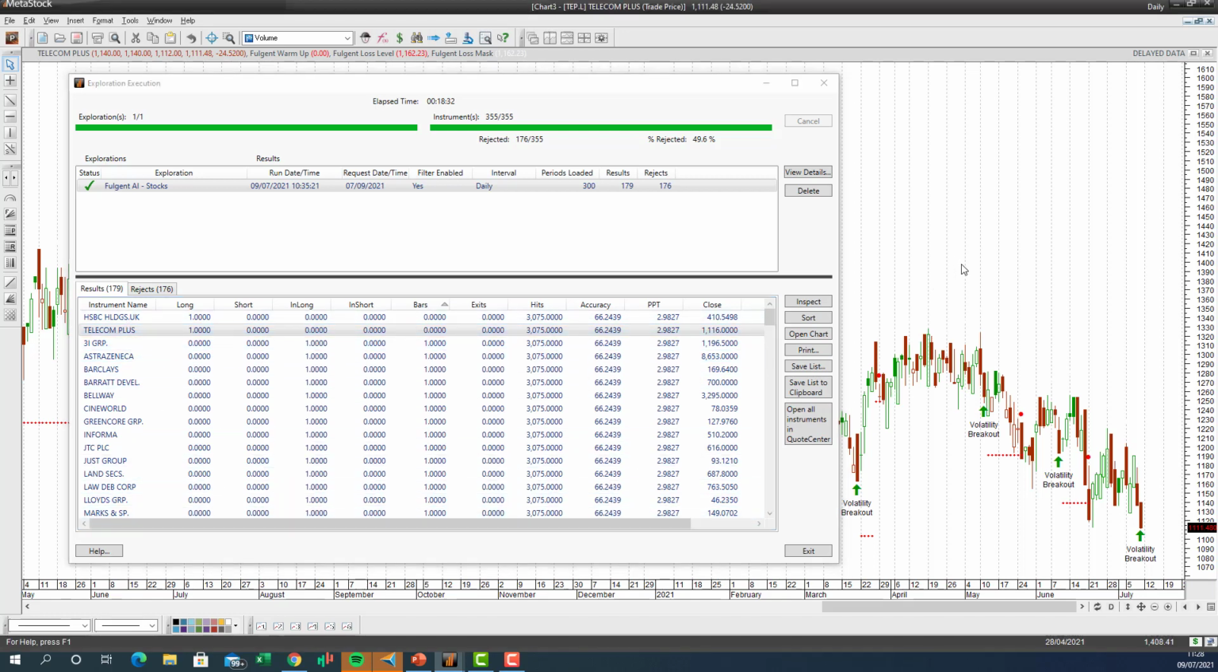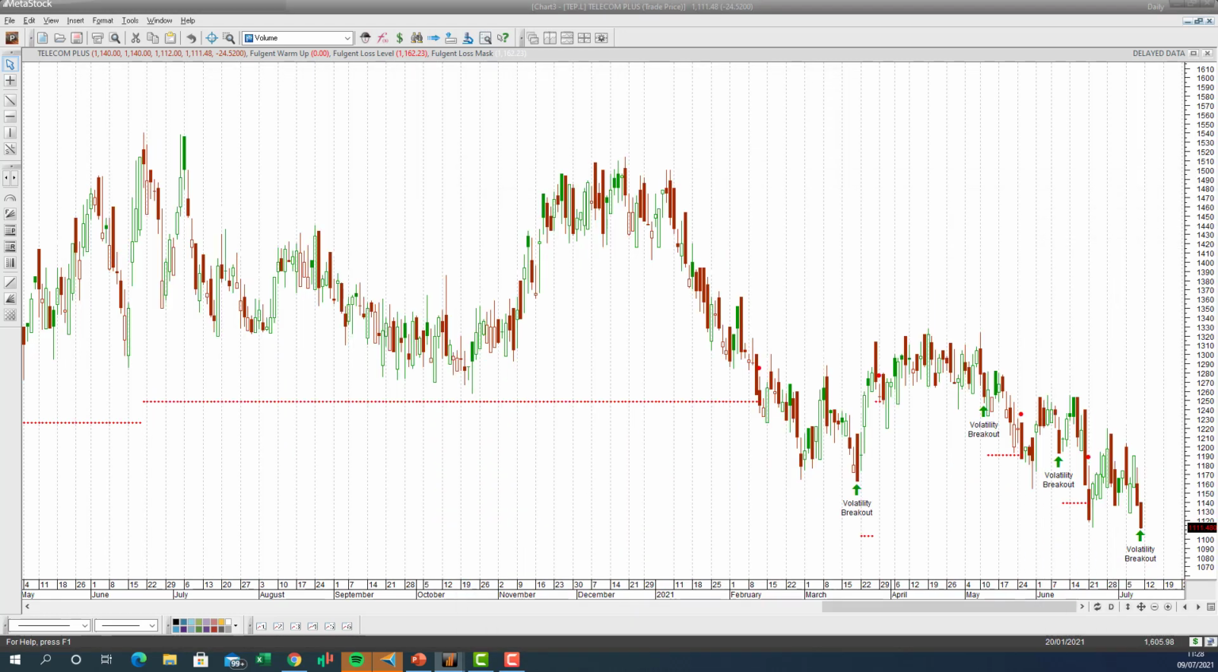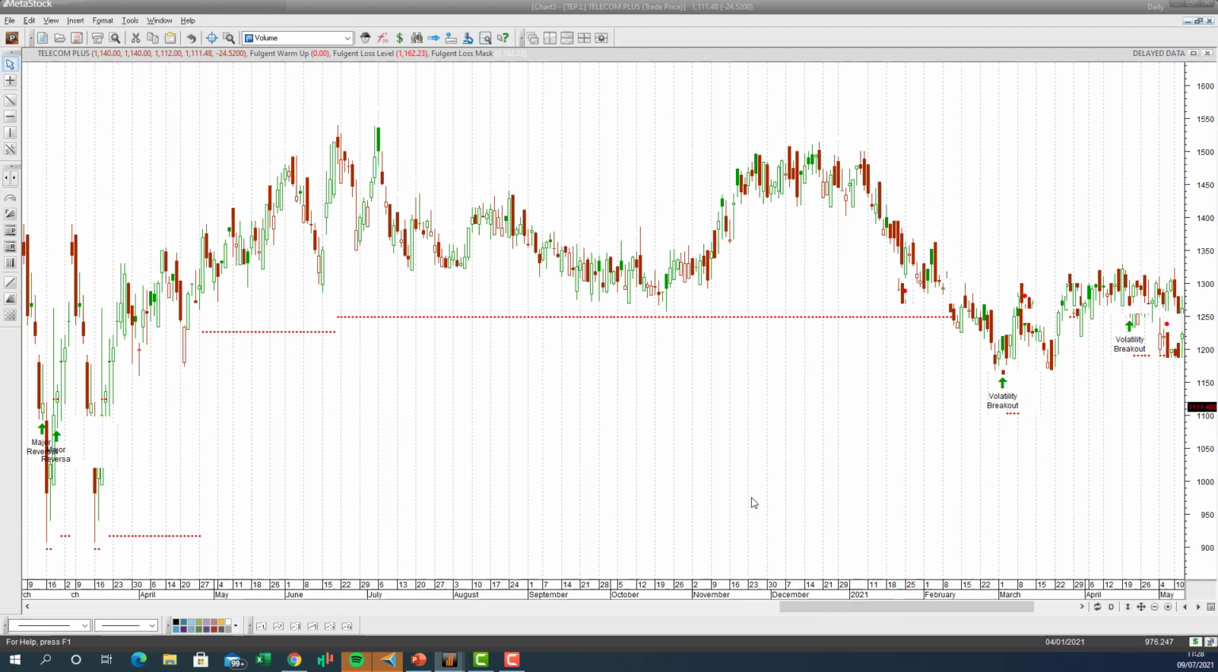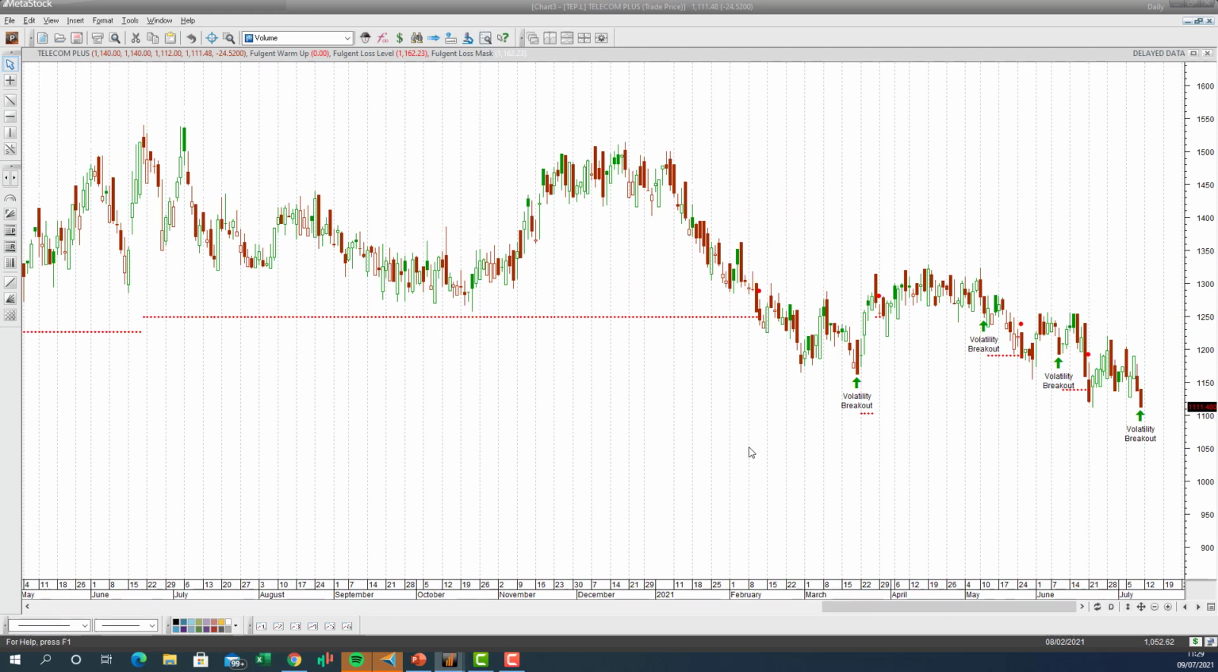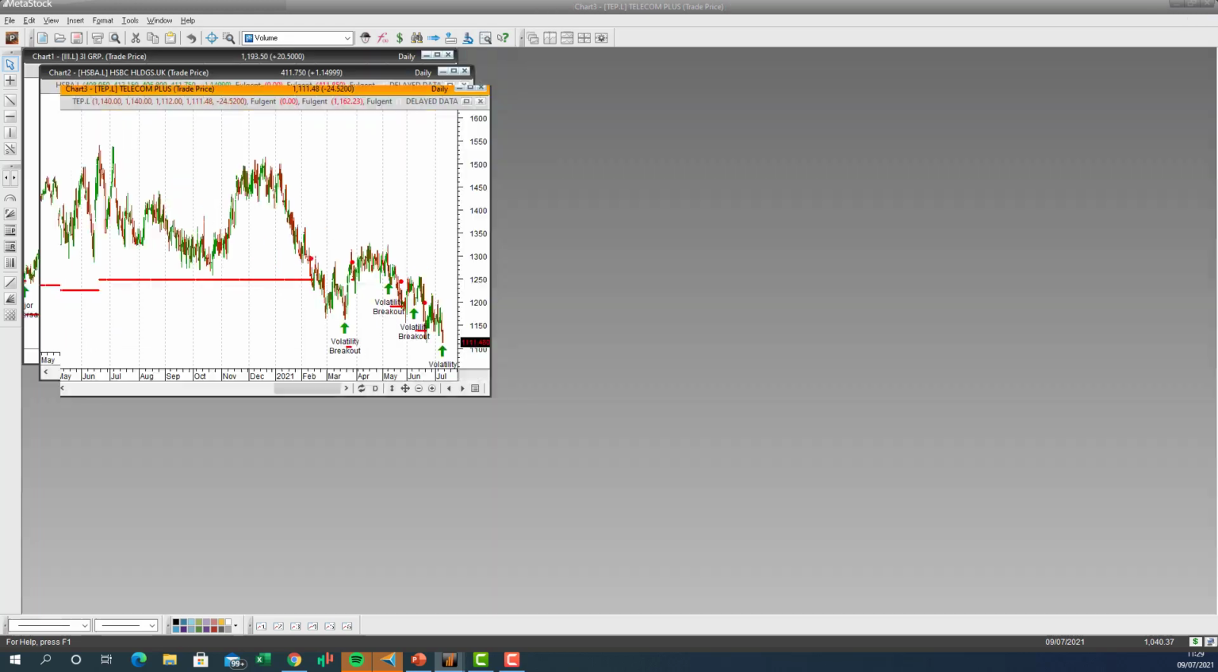So Telecoms Plus is up here. You can see a volatility breakout coming. That one worked. Quick reversal there, plus a sell signal. Now we have a new volatility breakout, and if we look back, you can see there was a major market reversal, and that caught a fantastic move back in March. So that's one to add to the list. 3i Group.